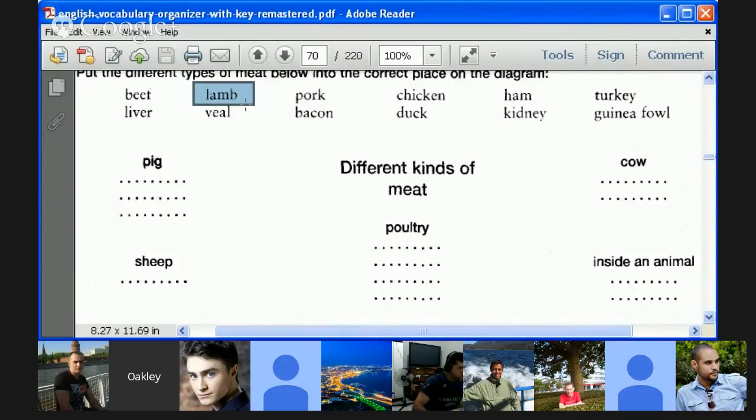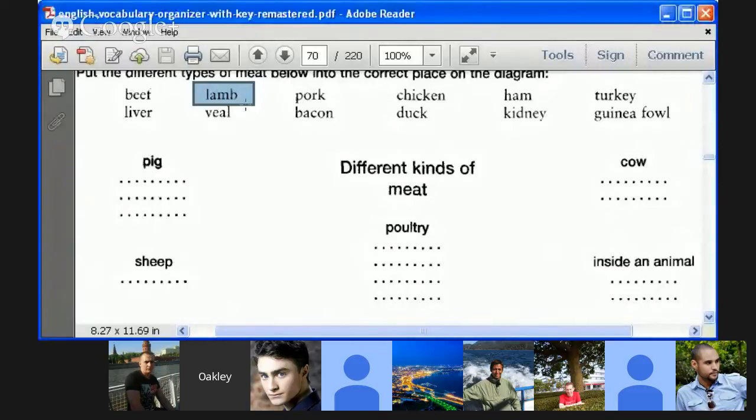Mike, are you there? Yeah. Do you ever eat lamb? No, I don't. You don't? You should try it. It's delicious. Lamb chops. Yum. Give it a try, Mike. You might like it. Okay. Let's move on, I guess.